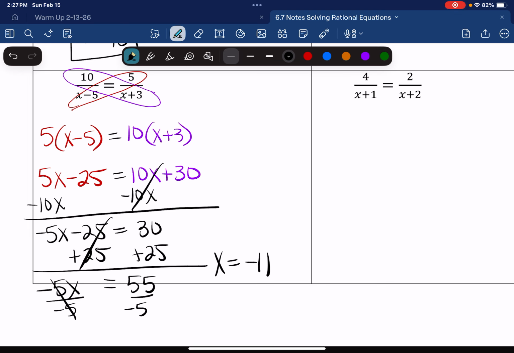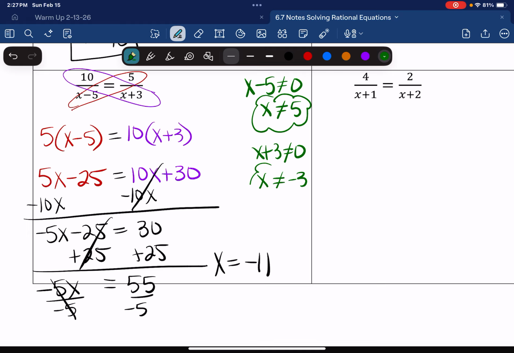Now again, I need to make sure that this is not a domain restriction. We need to make sure it's not an extraneous solution. So if I look at my denominators, x minus 5 is not allowed to equal 0. And to isolate that x value, we just add 5 to both sides. So x can't equal 5. So far, so good. And then I also had a denominator of x plus 3 that's not allowed to equal 0. So subtract 3 from both sides of our equation, and x is not allowed to equal negative 3. So neither of those domain restrictions applies to the solution that I found. So negative 11 is a valid solution.